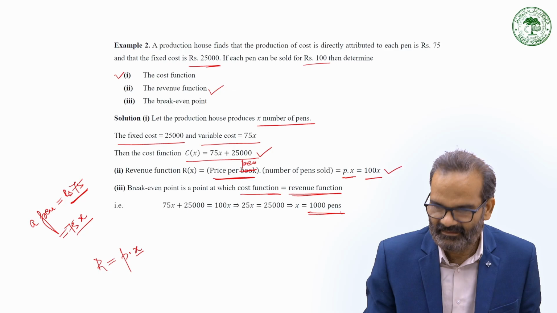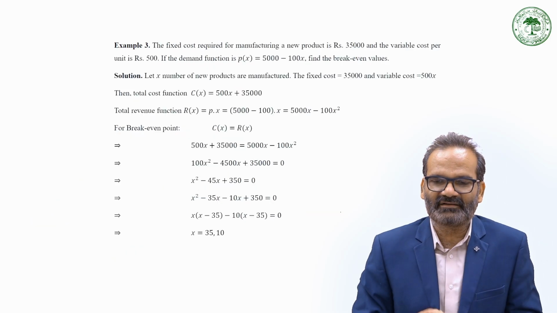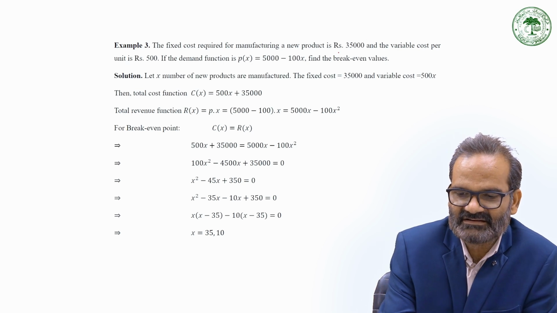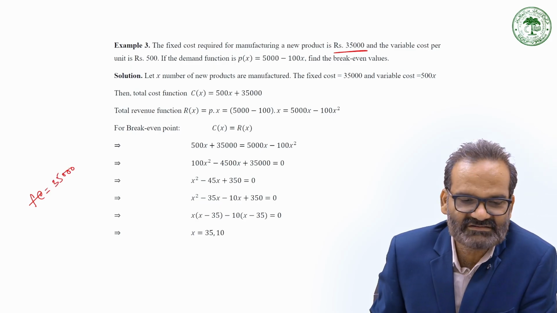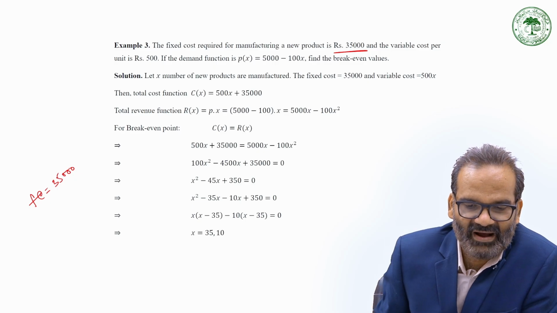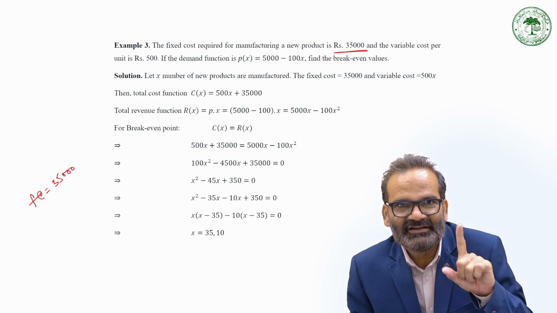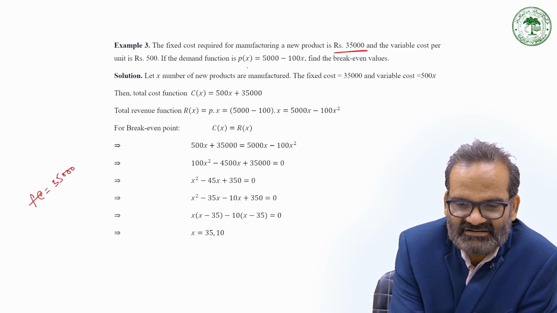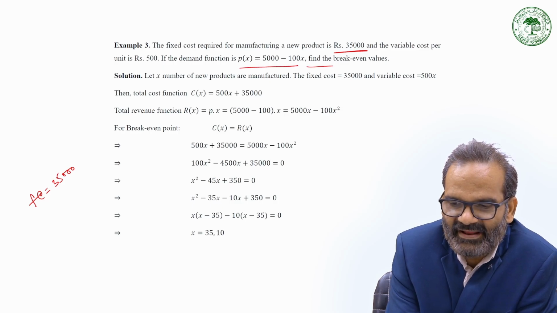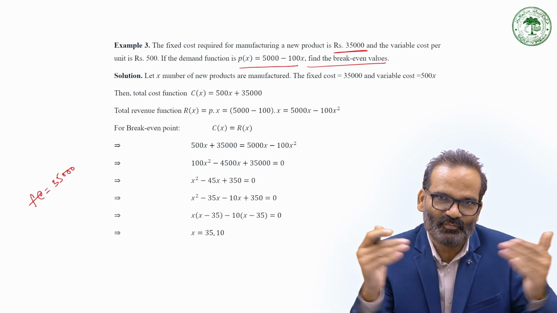Right? Take one more example very quickly. The fixed cost required for manufacturing a new product is rupees 35,000. Look at this carefully. This is your fixed cost. Fixed cost is equal to 35,000. And the variable cost per unit is rupees 500. Per unit means the cost for 1 unit is rupees 500. If the demand function is given like this, find the break-even values. Break-even values means the point at which the total cost and total revenue both are equal.